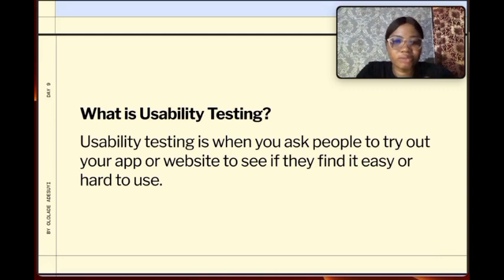And the most important part is the observation part. You have to observe these people as they are performing these tasks, so that you can watch how they interact with your designs. You have to take notes, right, on where they get stuck. If they get confused, you have to take notes. And all of these things will help you to identify any usability issues that you need to fix.